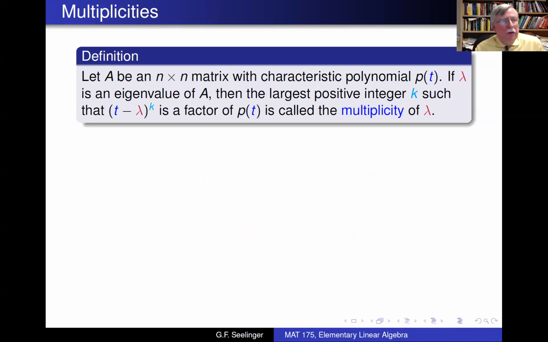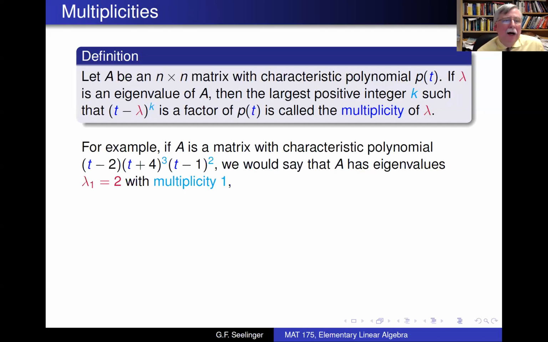And so we want to use this term multiplicity, and we say let A be an n by n matrix with characteristic polynomial, let's just give it a name, P of t, where t is a variable, it's just a polynomial in t. If lambda is an eigenvalue of A, then the largest positive integer k such that (t minus lambda) to the k is a factor of P of t is called the multiplicity of lambda. So it's just how many times t minus lambda occurs in the factorization of the characteristic polynomial. That's all it is.